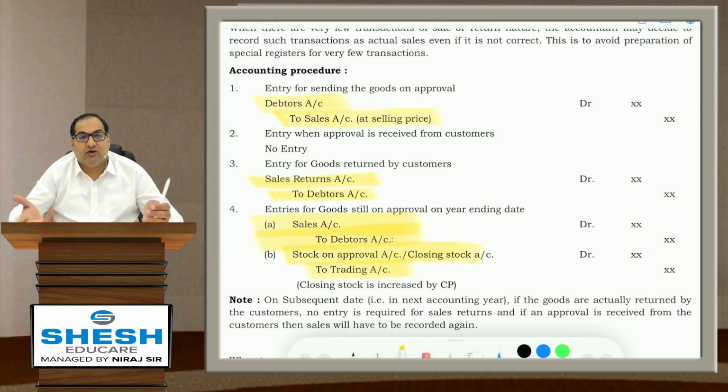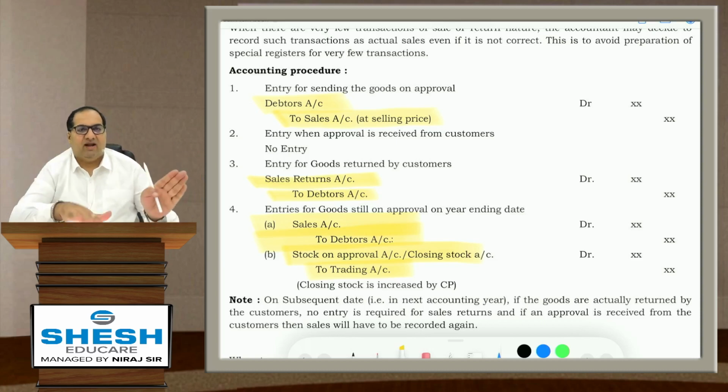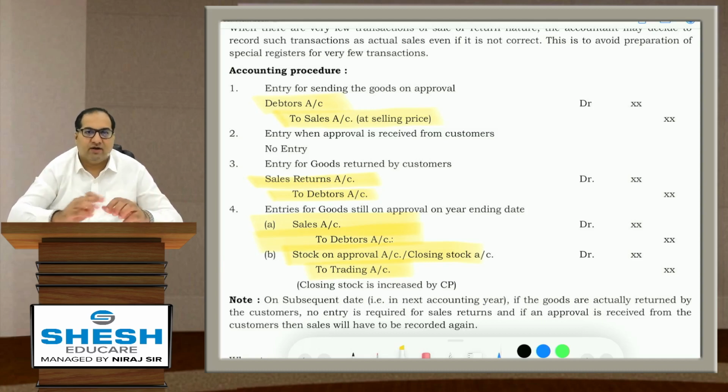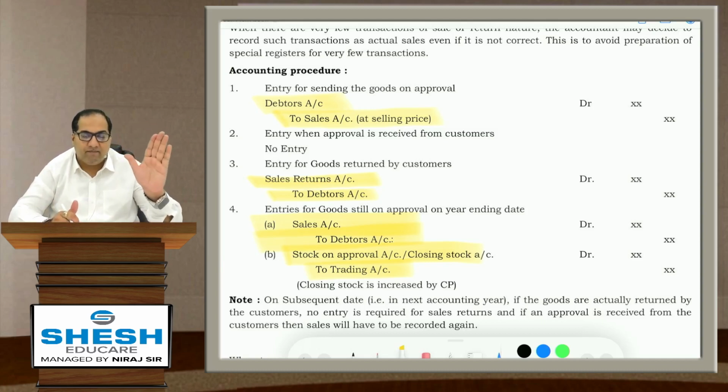If it is not your sales for the year, you reverse the sales. That is, you pass the entry sales account debit to debtors account, and then you add it to closing stock. That is closing stock account debit to trading account. In the next year, if he rejects the goods, meaning he returns the goods, you don't do anything because you reversed everything last year. But if he approves those, 100% you have to pass 94 credit sales, that is debtors account up to sales.